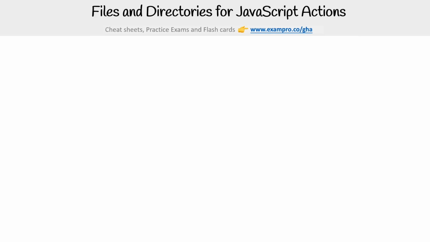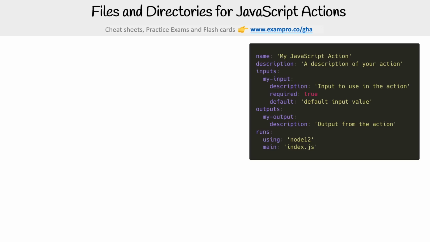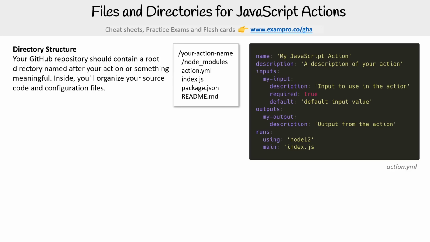Let's talk about how we would structure our actions, whether they're JavaScript or Docker. I don't really get into composite, but the reason you need to know these structures is that it might ask you on the exam about key files to make custom actions. So the idea is that you have a directory structure. The repository should contain a root directory named after your action or something meaningful. So hopefully that is clear.